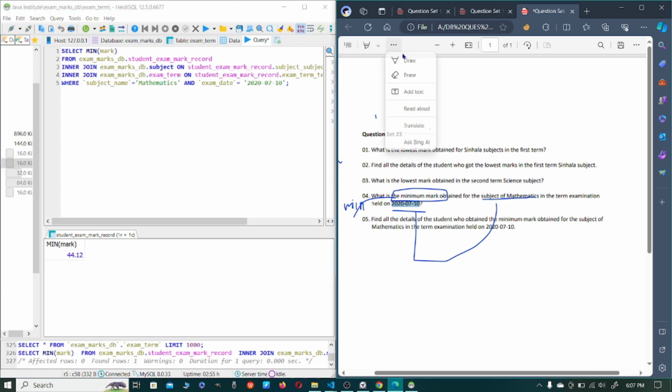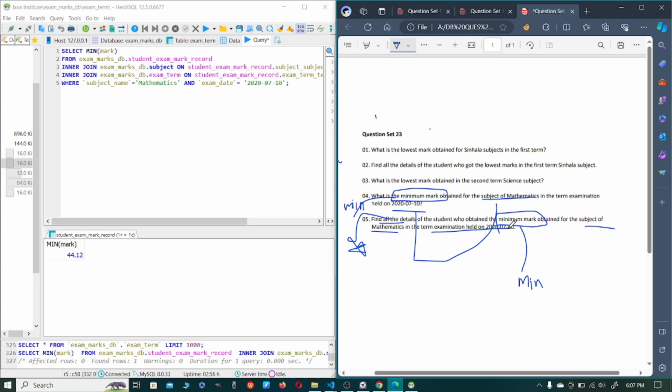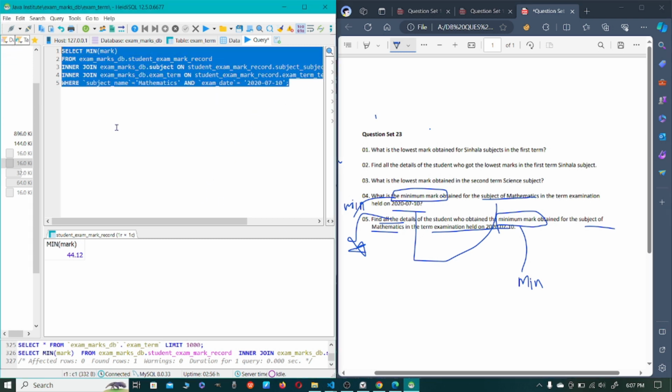Find all details of the student, all means asterisk, who obtained the minimum mark, min, obtained for the subject mathematics in the term examination held on 10th July. Once again, let's type the query.